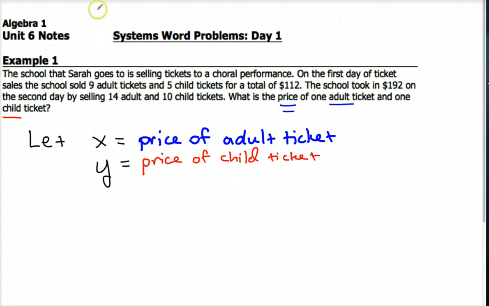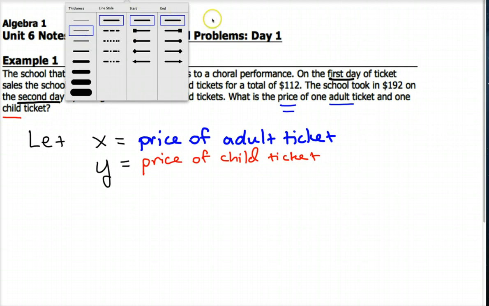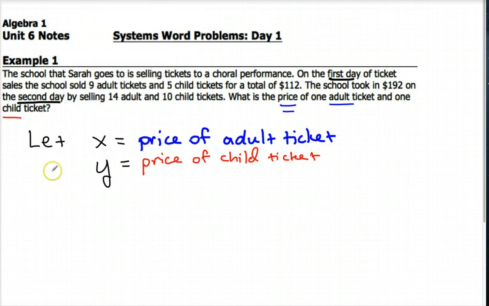Okay, now let's look at the information we're given. We're given information about the first day of ticket sales, and we're also given information about the second day of our ticket sales. So I'm going to write 2 equations, one representing the first day, and then one representing the second day. So on day 1, here's what we know.